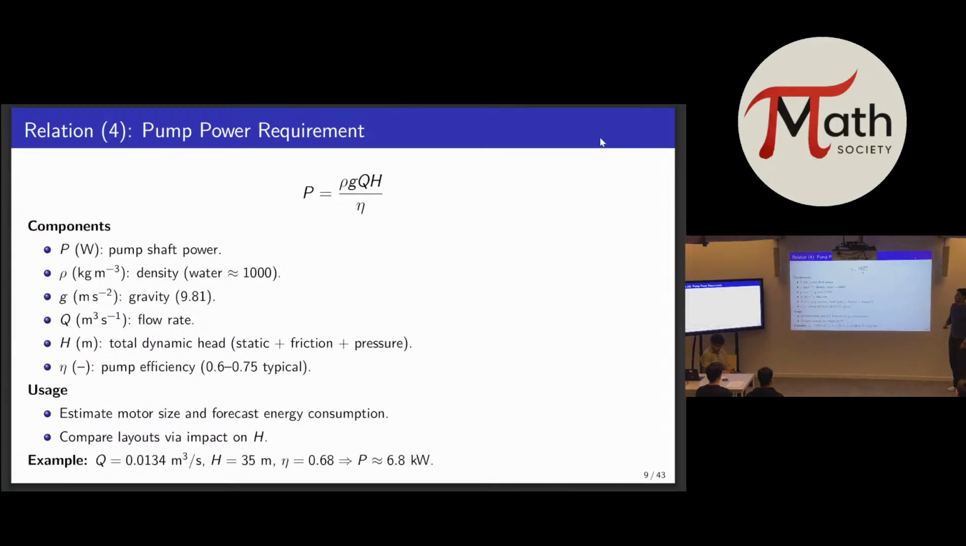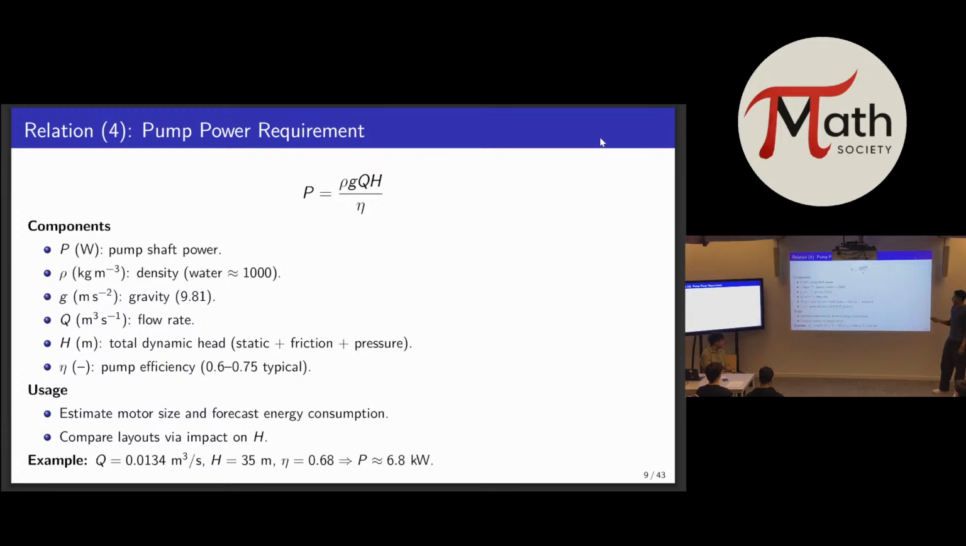Of course, to pump this water, we are going to need power. So this is when the pump power relation comes in, where we define P as the pump shaft power, so this is the pump that actually pushes the water. Rho is the density, g the gravity, Q the flow rate, and H the total dynamic head, so it's static, friction, and pressure. And we're taking eta as the pump efficiency. It usually ranges between 0.6 and 0.75. This just depends on the pump, so we can't really define it at the moment.